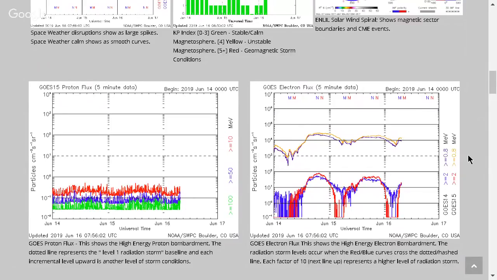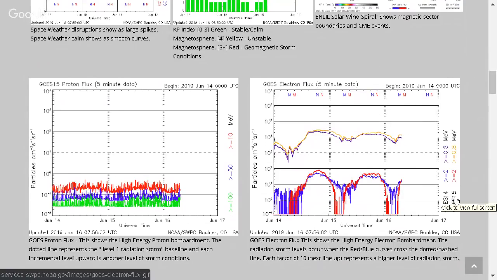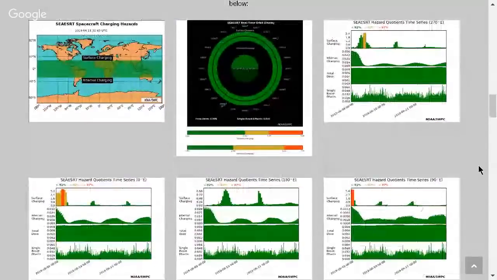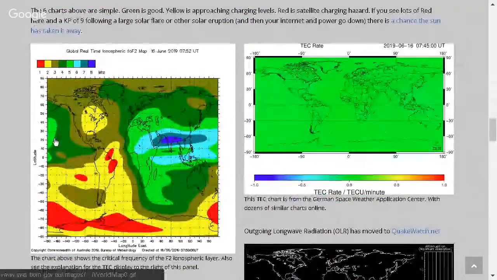I would note to our new viewers that the N's and M's are referring to noon and midnight local time for the satellites. So the GOES 14 and the GOES 15 kind of chase each other around in orbit. And we're looking at 2 different measurements here. These are electron densities, and they are measured at the F2 ionosphere layer. We see no charging hazards, as you would expect.